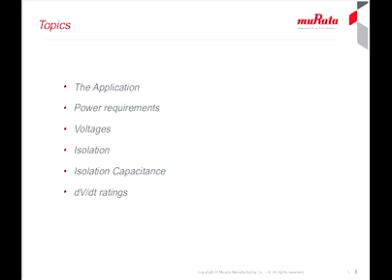Let's look at the application now in some detail, and then we'll go through the critical DC-DC parameters, which are its power rating and how to calculate it from the application, the DC-DC output voltages needed for different power switch technologies, the isolation requirements of the converter, its isolation capacitance, and its dV/dt rating, or immunity to transients across its barrier.